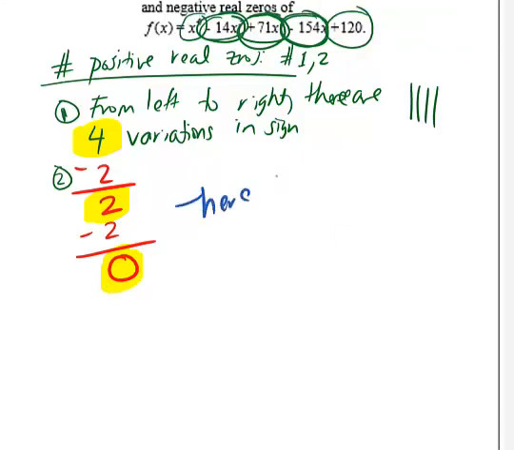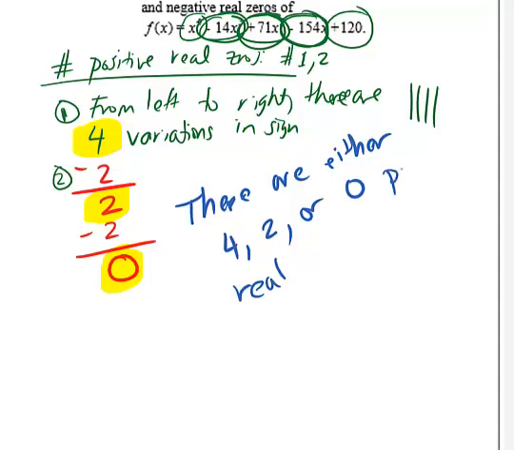Okay, so there are either 4, 2, or 0 positive real zeros.